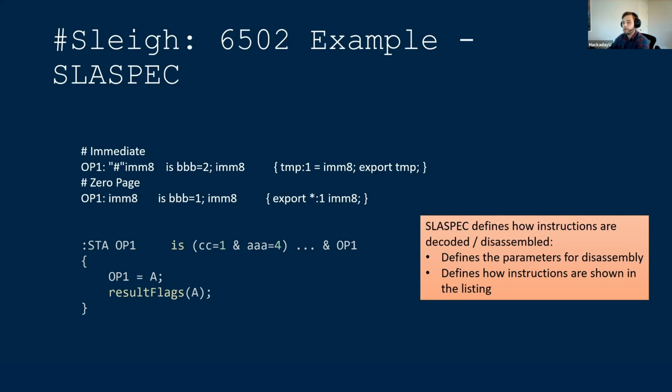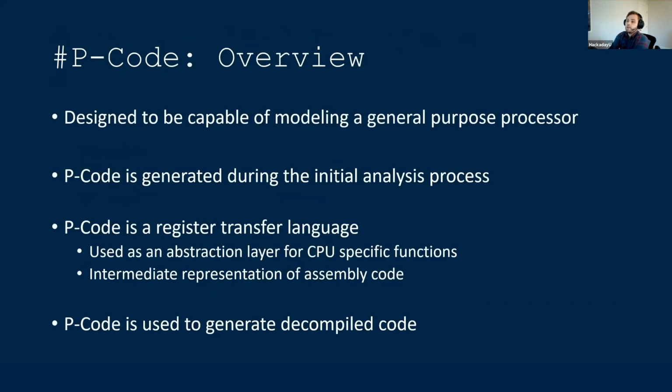We talked about P code, and how the SLEIGH spec is used to generate P code, so let's talk about that. P code is designed, if you read the docs in the source, which I would highly recommend, to be capable of modeling a general purpose processor. This language is a register transfer language, and like we talked about before, it's used as an abstraction layer for all the CPU specific stuff. So if you can analyze P code for one processor, you can analyze it for another. That's why the decompiler works across all these various processors, by operating on this intermediate representation, or IR, or IL that you might hear people discuss. This is what's operated on to generate that decompiled code.